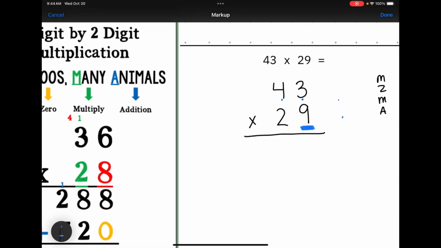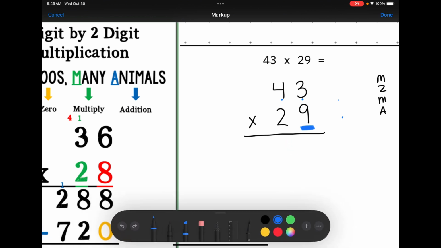So 9 times 3 is 27. So instead of writing 27 on this bottom line, I'm actually just going to keep the 7 and carry that 2 to the tens place. Then as I multiplied 9 times 3, now I'm going to multiply 9 by the other top number, 9 times 4. 9 times 4 is 36, and then I'm going to actually add on any numbers that I carried. So 36 plus 2 is 38. So I have now multiplied, I'm done with that first step, I've multiplied the star of the show 9 by all of the top numbers.